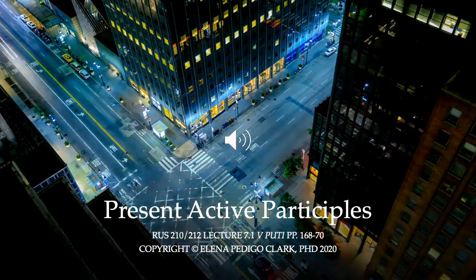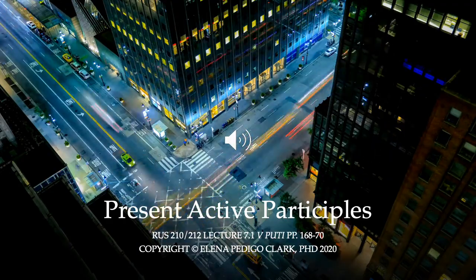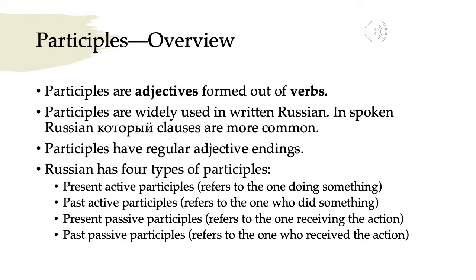So, with that in mind, let's talk about present active participles. Before we talk about present active participles, let's talk about what participles are in general, because you may not know. You may be wondering, what the heck are these participle things that you keep talking about, Professor Clark? So, in a nutshell, participles are adjectives that are formed out of verbs. We take verbs and we slap adjective endings on them, and then we have adjectives that have the meaning of the original verb, but act like adjectives.